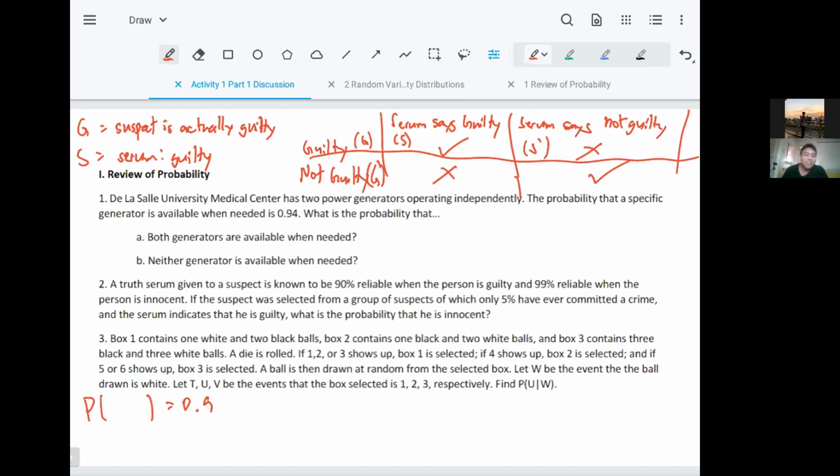So what's fill in the blanks? S given G, di ba? Ayun. So maliwanag, you know that you're guilty, that's a given, that's a fact. What's the probability that you will say that the truth serum will result to saying you're guilty? S given G. What about yung 0.99?